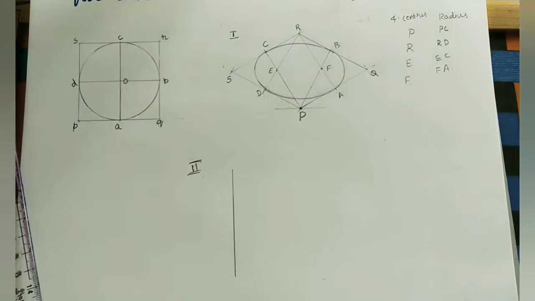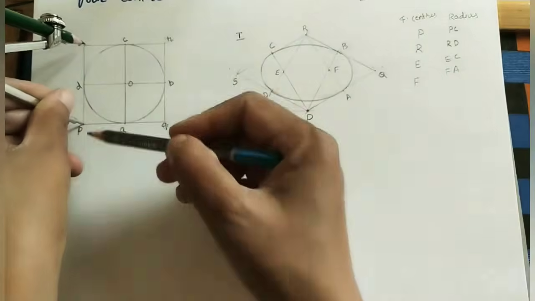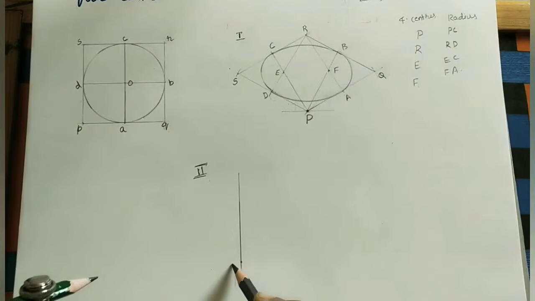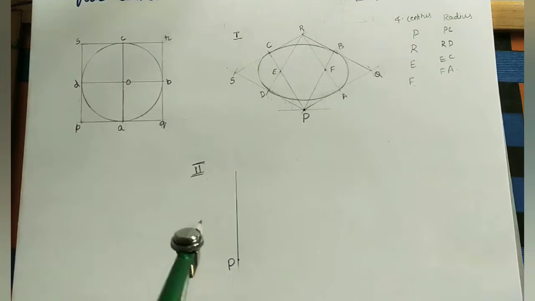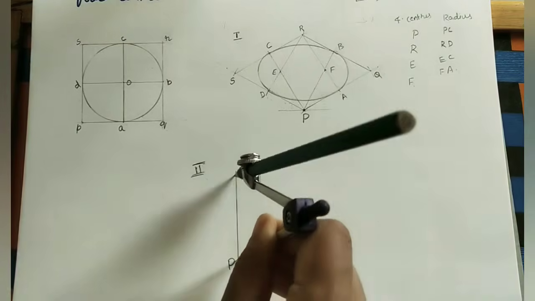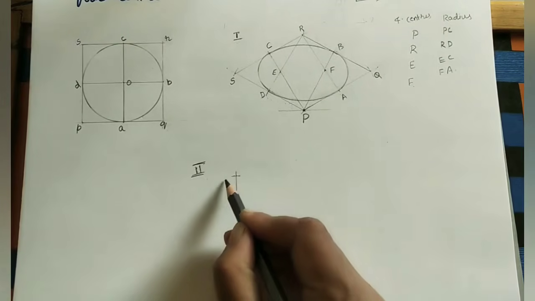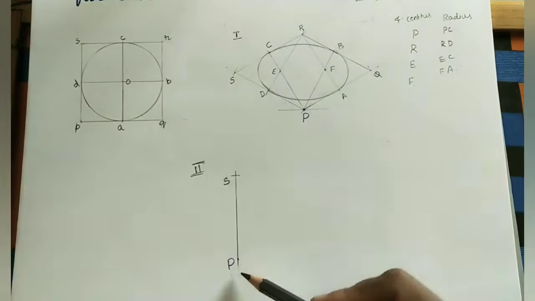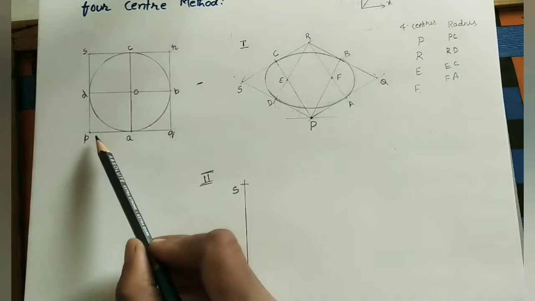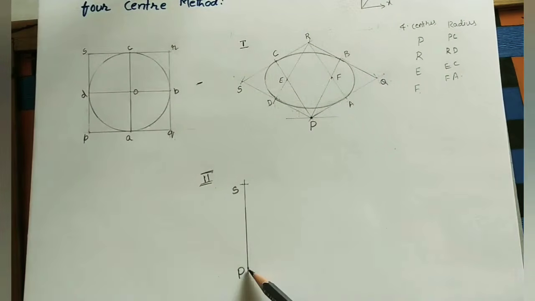Take this PS length by using compass. Take any one of the points as P, capital letter. From P, do an arc on this line. This point is capital S. Here we did the PS length on the vertical line. And now after that, take this horizontal line in the form of an inclined line.